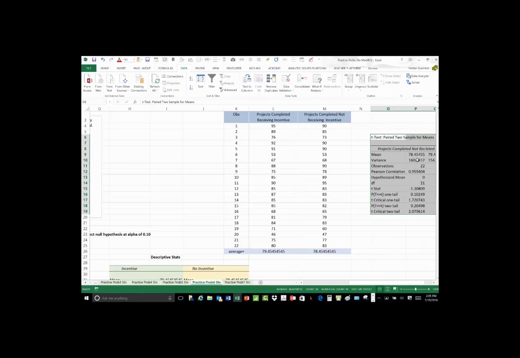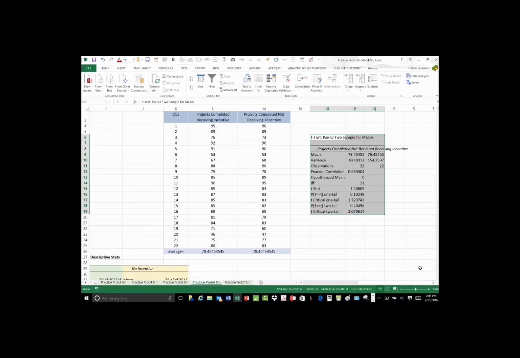Let's expand this a bit. So what have I got? I calculated the similar sorts of means. Where we go to look for whether or not this is a significant difference or not is in the area where we have our p-values. Here's a p-value for a one-tailed test. Here's our p-value for a two-tailed test.